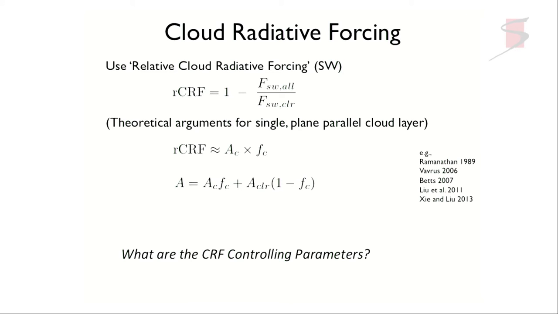Before getting back to that, I'd like to just look briefly at cloud forcing. Again, this is an all-sky, clear-sky type issue, and I'm normalizing over here, so we'll call that the relative cloud radiative forcing. And these are equations that are well-known, and in fact, they date back to work that Ramanathan and others did quite some time ago. And again, we're interested now in what are the cloud radiative forcing controlling parameters.